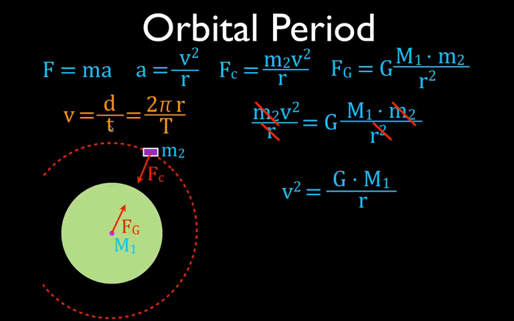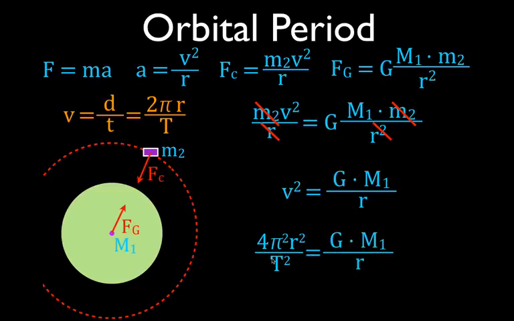Now I switch this from a lowercase t to an uppercase T because the orbital period of an object is usually designated with a capital T. I'm going to take this term and plug it in for v squared, but since it's v squared, I have to square all those terms. I have to square the 2, which gives me 4, pi squared r squared divided by T squared, and that is equal to G m1 divided by r.